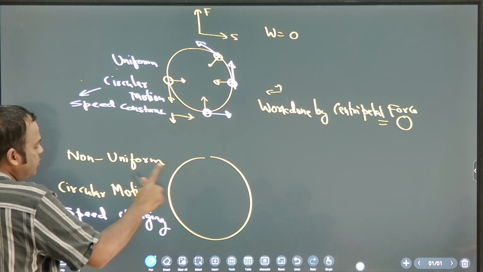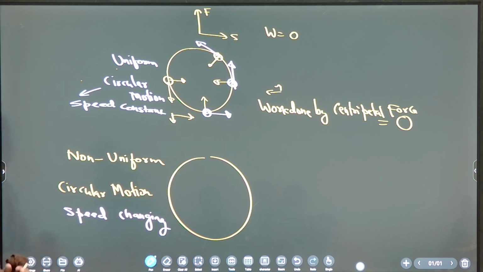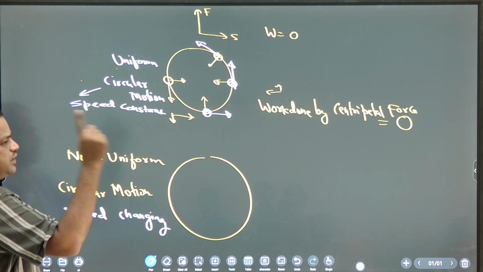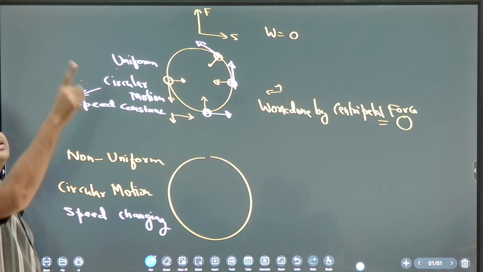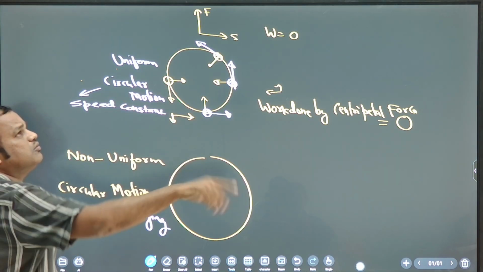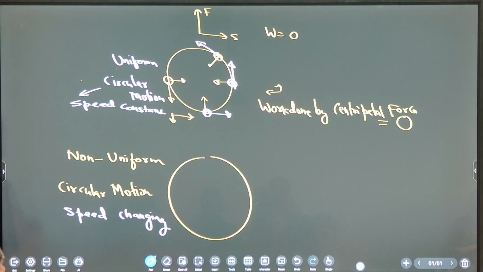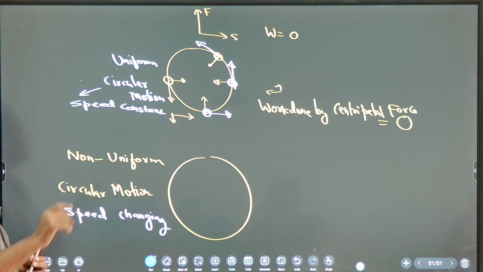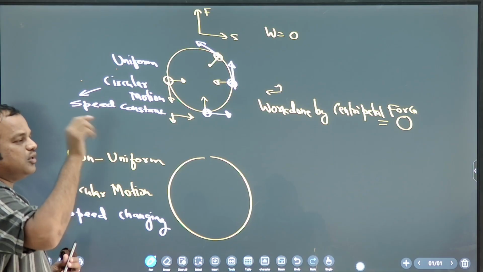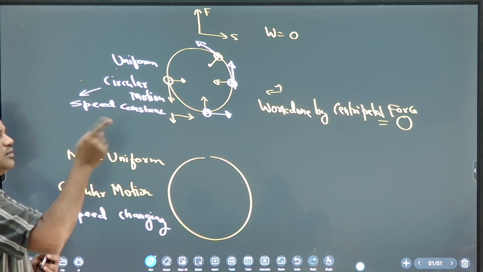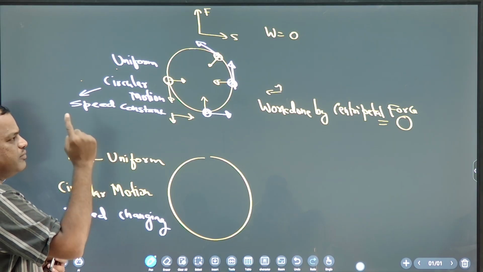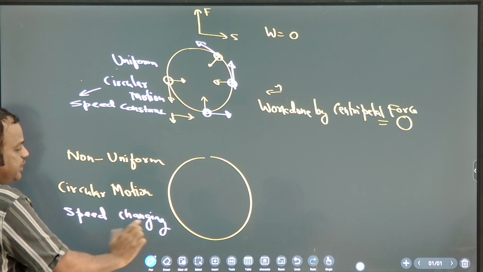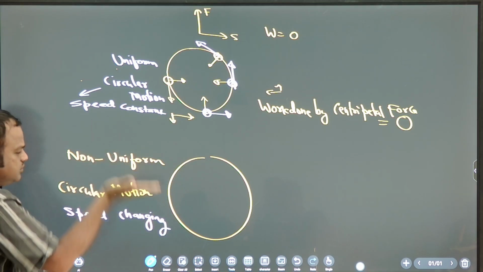But non-uniform circular motion means speed is changing. Slow speed, now speed increasing, like this. Speed increases like a fan. So when you switch on fan, what happens to speed? Increases. Now suppose already fan is running. Now you switch off. What happens to speed? Decreases. Final 0. So both are non-uniform. Non-uniform circular motion means speed changing, increasing or decreasing.